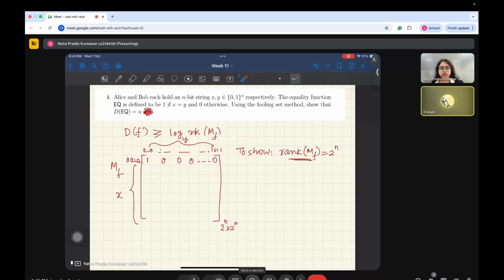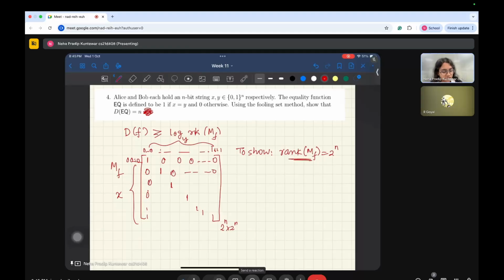So in this matrix, exactly one value in a row would be a one, and all other values would be equal to zero. So in that case, clearly all the 2 raised to the power n rows would be distinct in this sense. And since they would be distinct, the rank of M_f would be equal to 2 raised to the power n, and therefore this D of EQ would be equal to n.